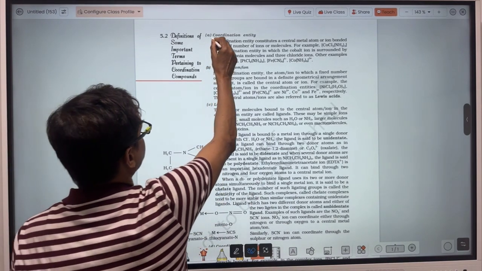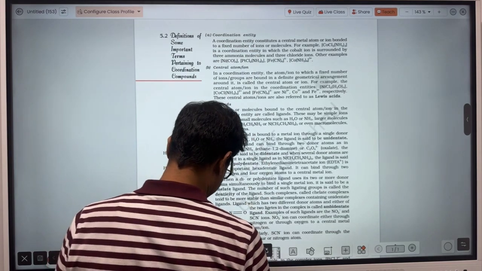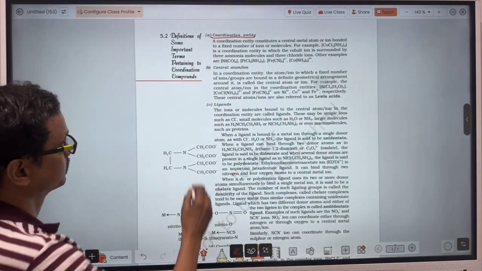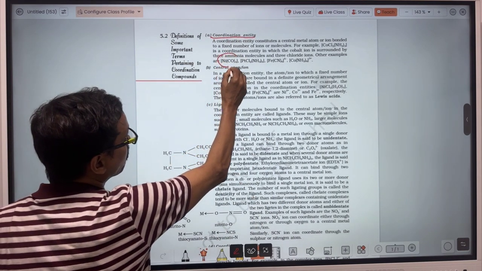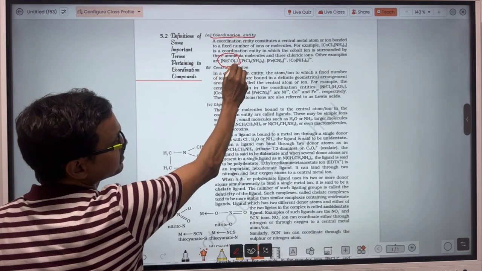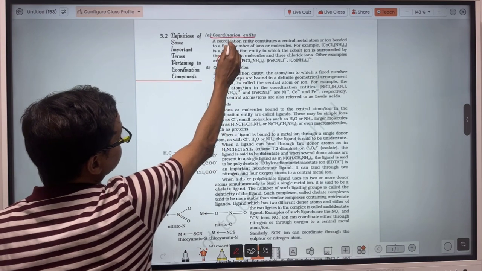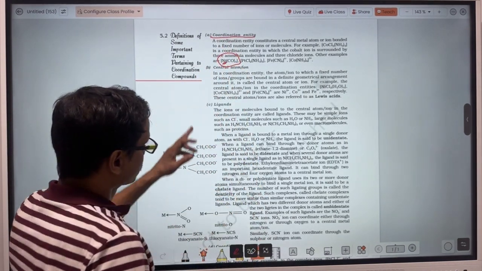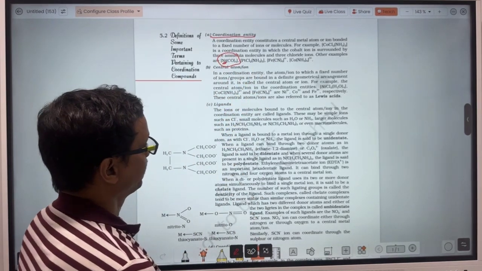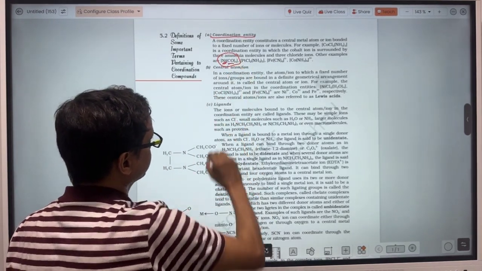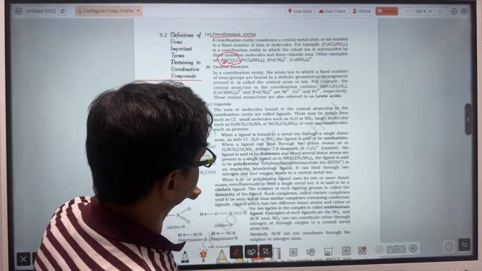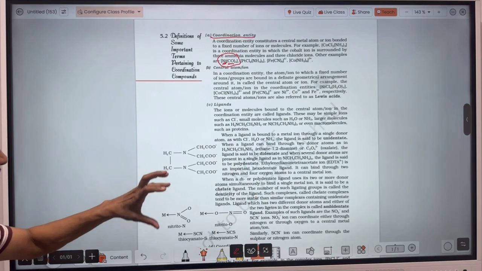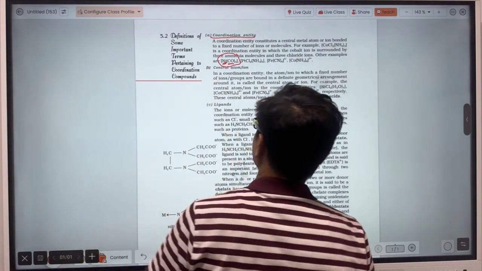First one is coordination entity. Just briefly I am telling you. Here, this whole Ni(CO)4 is the coordination entity. Nickel here is the central atom or ion, and carbon monoxide is the ligand, and Ni(CO)4 as a whole is the coordination entity.